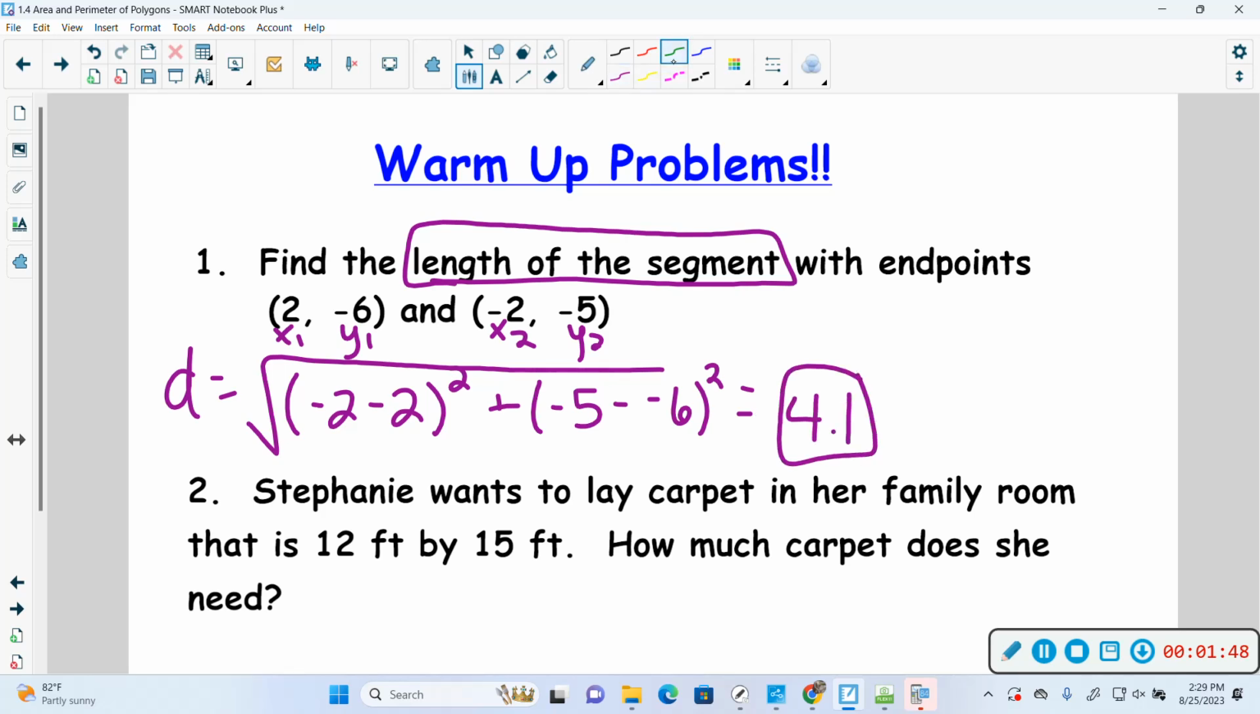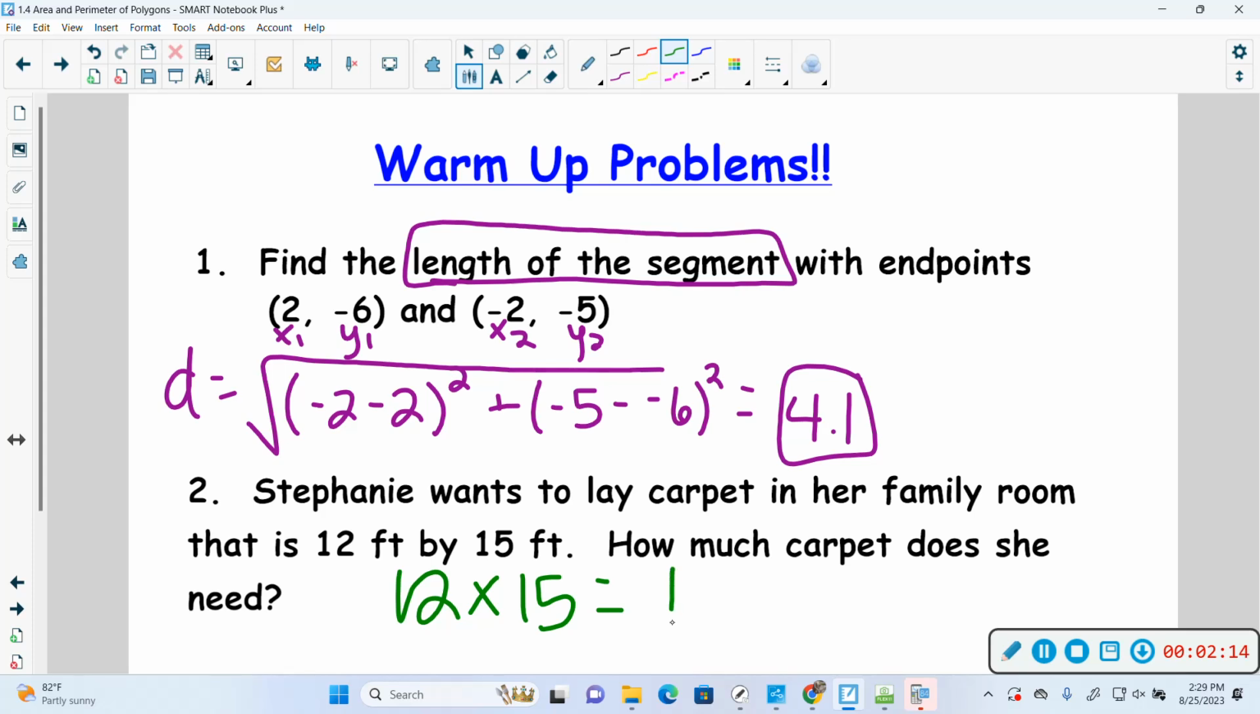Okay, this is also easy. Stephanie wants to lay carpet in her family room that's 12 by 15. How much carpet does she need? Are you finding the area or the perimeter if you want to cover it in carpet? Area. So area of a rectangle, length times width. All we have to do is 12 times 15. Punch that in. What's 12 times 15?